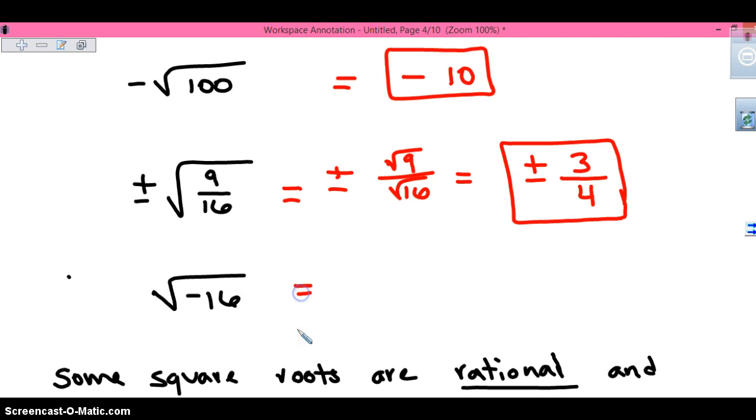What about the square root of negative 16? That is undefined because no number times itself is equal to negative 16, right? Negative 4 times negative 4 is positive 16. So for real numbers, the square root of a negative number is undefined.